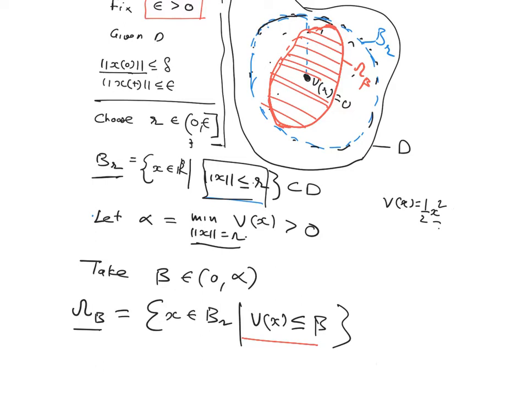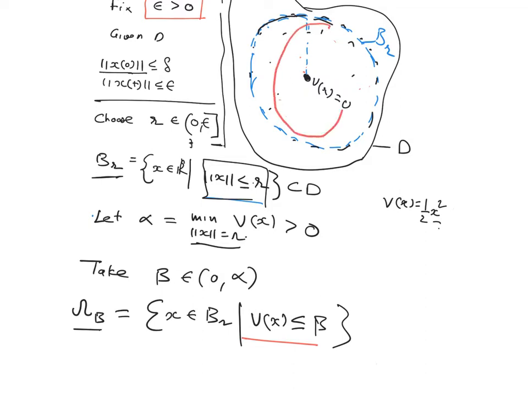Let's see if I can erase this again one more time and draw it. And beta is any number from 0 to alpha? Yeah, beta is any number, an arbitrarily chosen number. So it's kind of an elliptical energy set, omega beta, inside B_R. Got it?